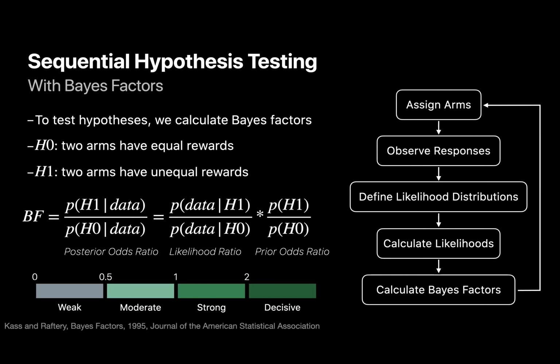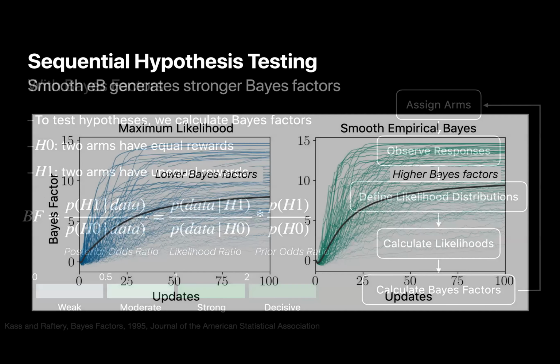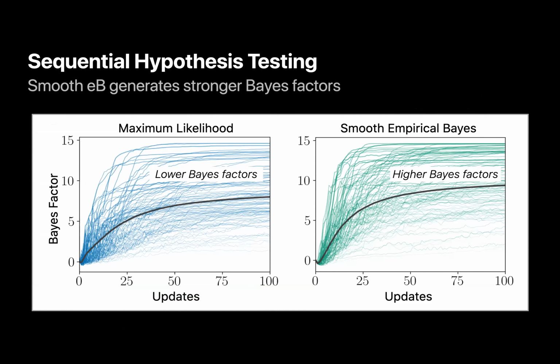Now, of course, one would naturally ask how these Bayes factors behave over time in a sequential context. And perhaps unsurprisingly, because smooth empirical Bayes explores the arms more often early on in any given experiment, it produces stronger and higher Bayes factors when there is a true effect. What does this mean? It means that we get more statistical confidence to underpin the decision-making elements that we'd like to support the human operators in doing, like, as I said, arm addition and removal and so on.